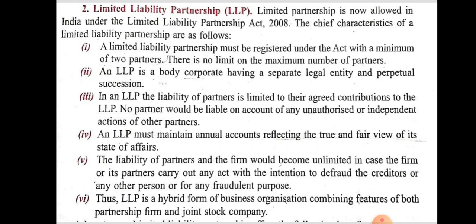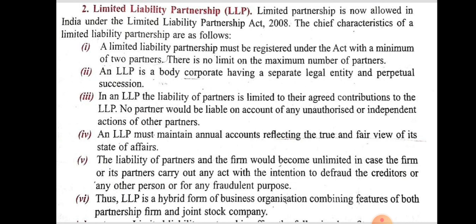Point 2, an LLP is a body corporate having separate legal entity and perpetual succession. Now we had said that partnership has no legal existence, which means that the partnership and the firm is one and the same. But as per the LLP, the new characteristic of the partnership firm is that the firm can have a separate legal entity. The firm can have its own identity.